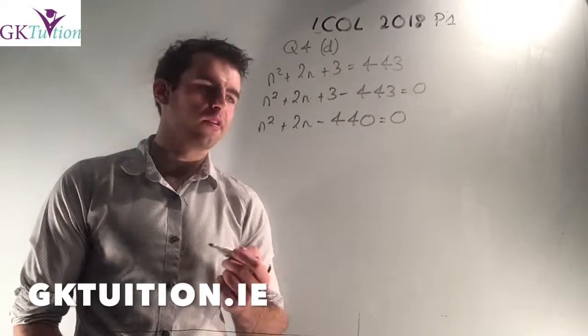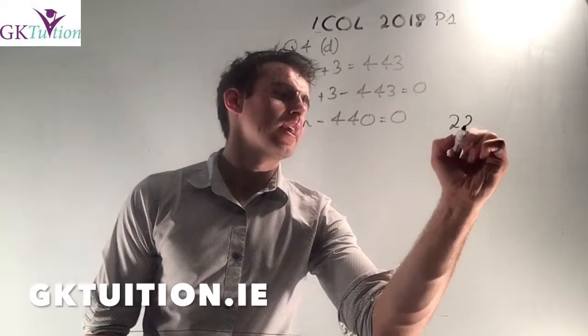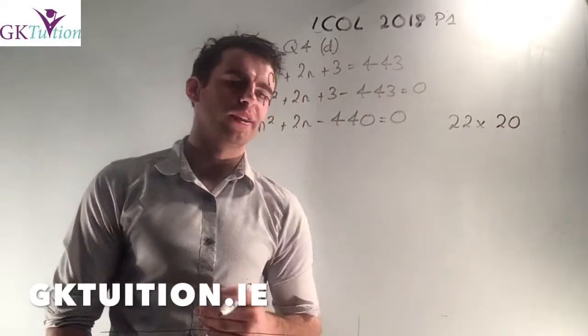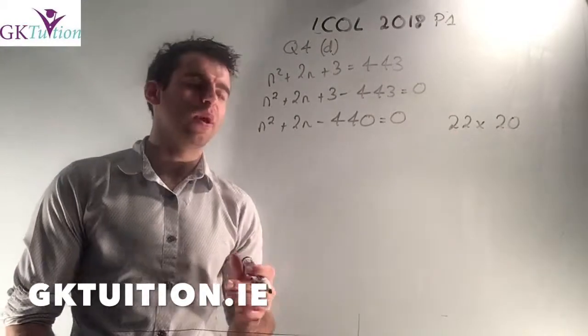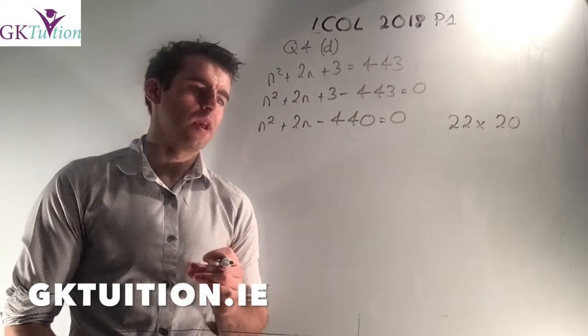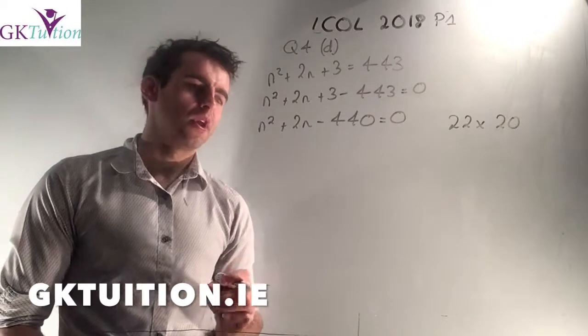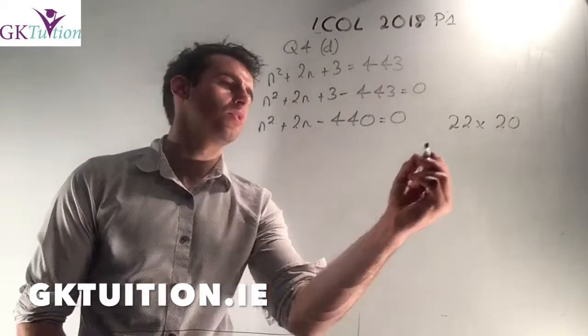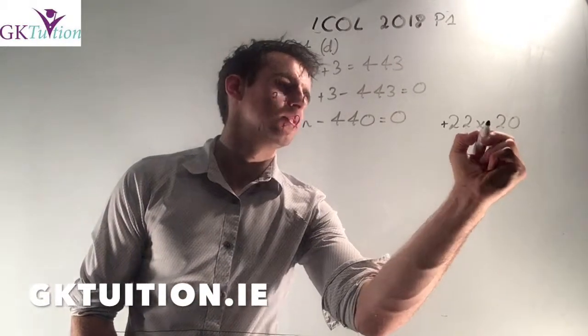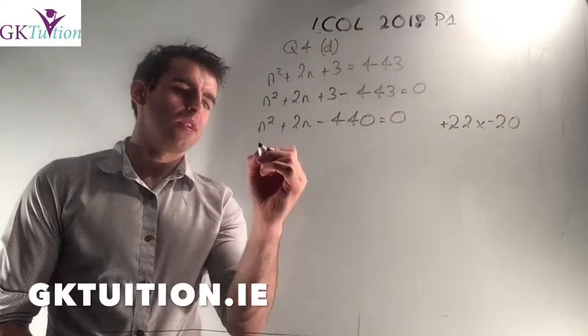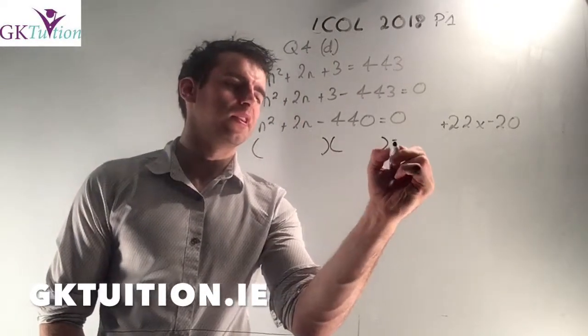So if you use trial and error in your calculator here, you'll eventually get to 22 multiplied by 20. 22 multiplied by 20 is 440. And it has a difference of 2. So in this case, I want them to add up to plus 2, which means it's going to be plus 22 minus 20.